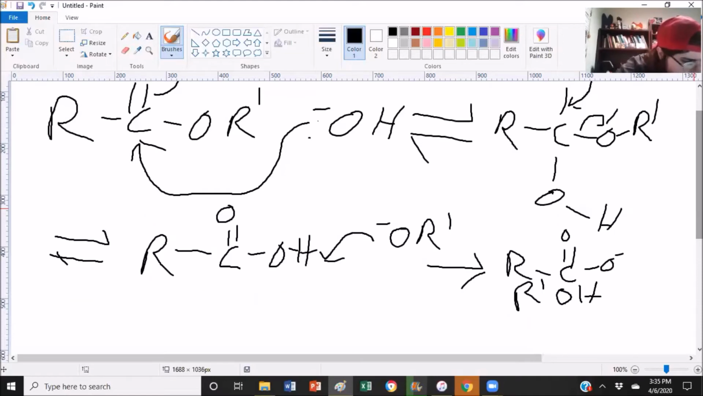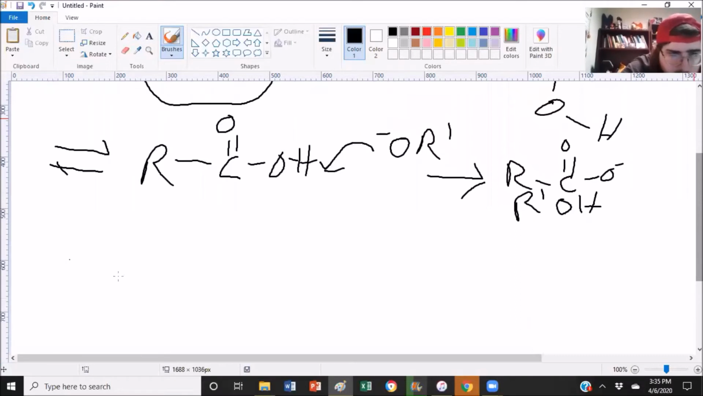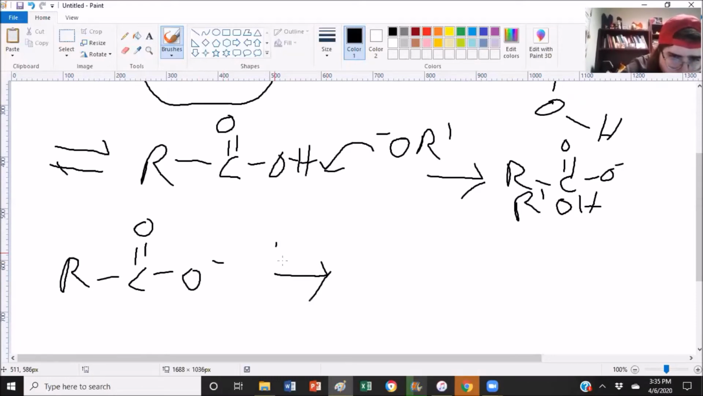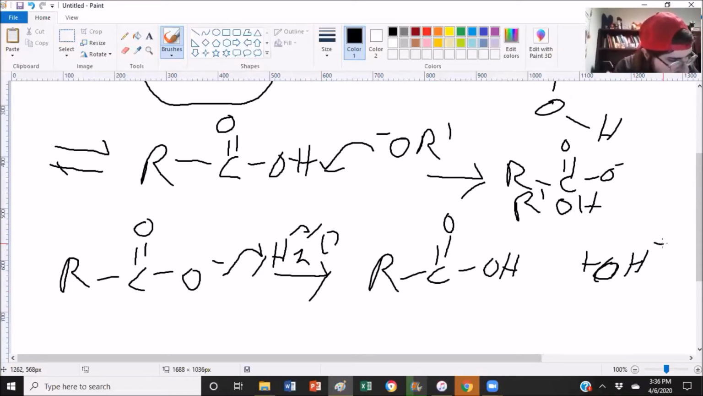Of course, we don't always want the carboxylate salt. So at this point, we can add an acid. It doesn't actually have to be an acid. This could be the presence of water or any other sort of acidic source. And of course, you're going to reform our carboxylic acid. And we have more base that we can now use to form the product. So keep going.